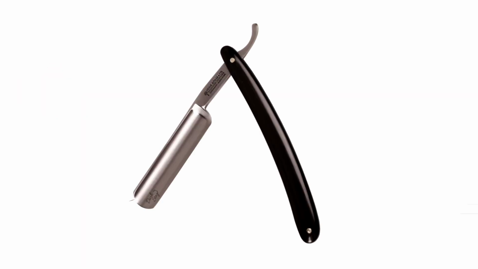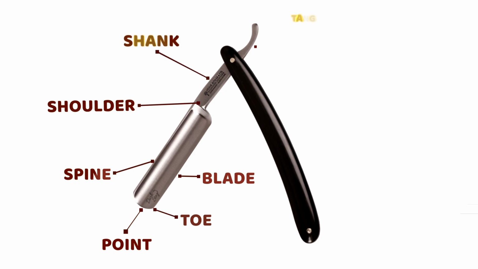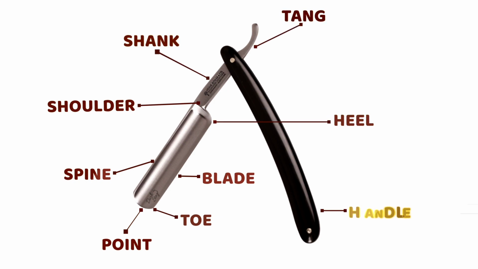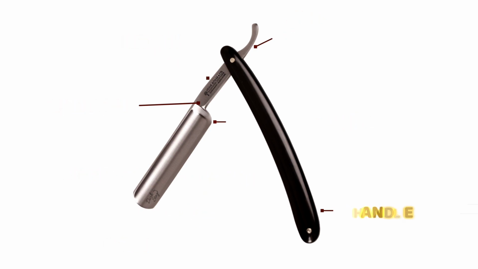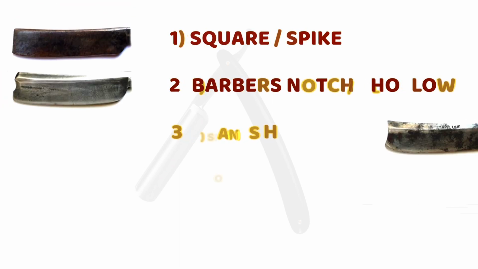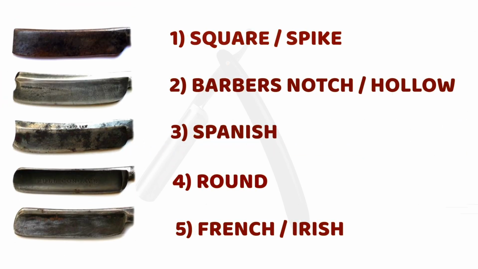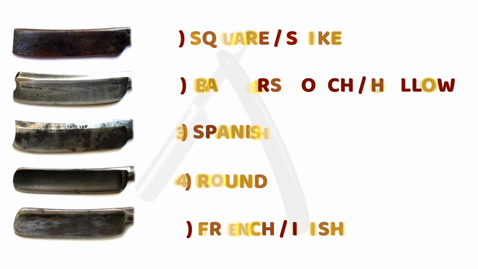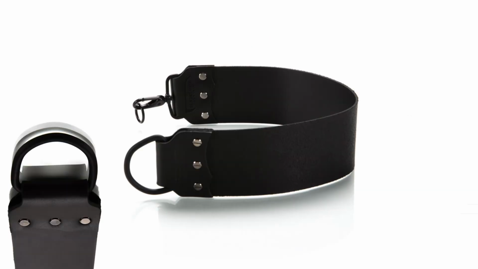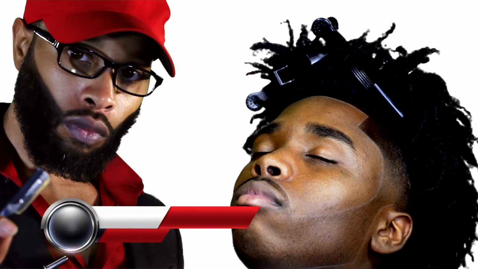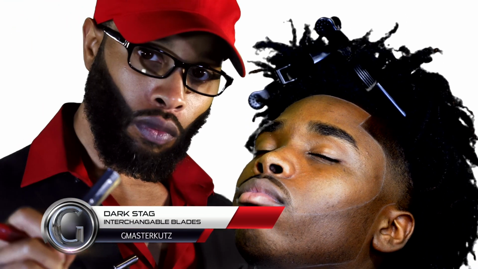The first is the conventional straight razor, and the structural parts are as follows: point, toe, blade, spine, shoulder, shank, tang, heel, and handle. Blades are available for both, with a square point, round point, or a combination, one in round and the other in square, as listed here: 1 being square or spike, 2 barber's notch or hollow, 3 Spanish, 4 round, and 5 French or Irish. The conventional straight razor requires honing for sharpening and stroking for smoothing to maintain its cutting edge.